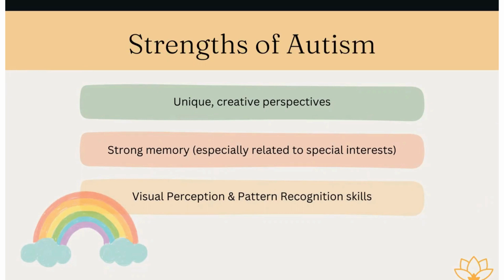And visual perception and pattern recognition skills, like I said, kids on the autism spectrum tend to be really talented in things like puzzles. Again, not all, it depends on what your child's specific skills and traits are. This is just giving you a perspective of all different individuals on the spectrum.